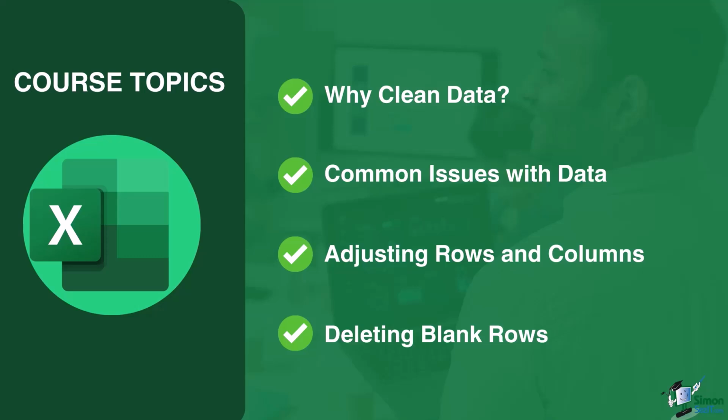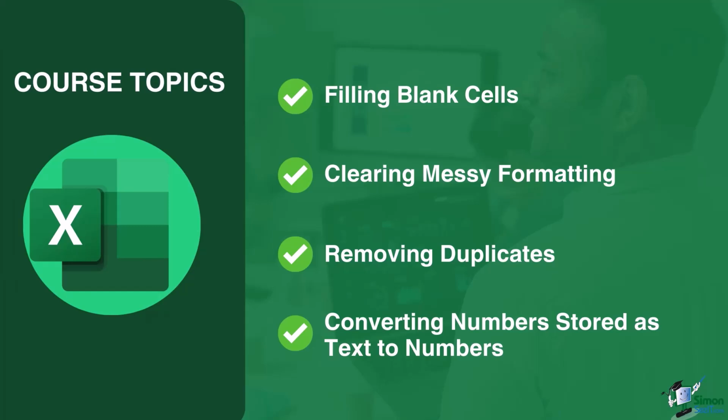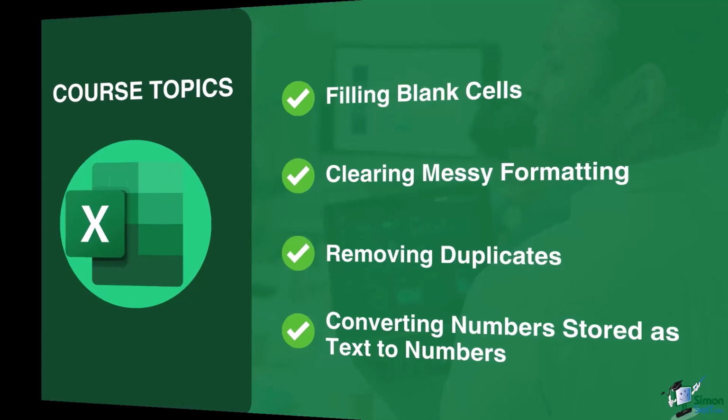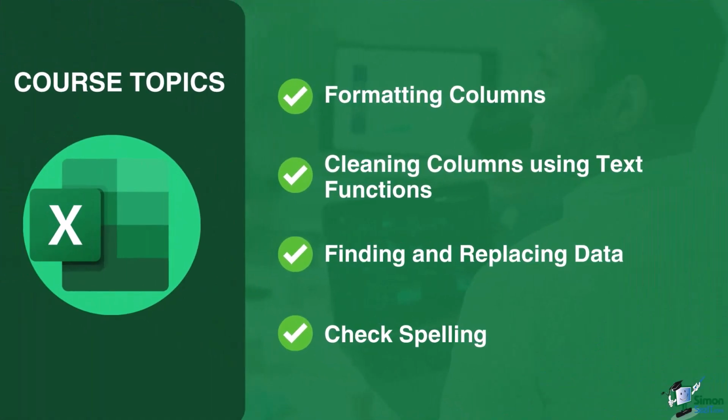So I'm going to show you things like how to quickly adjust rows and columns, how you can delete out blank rows from your data, and also quickly fill any blank cells. We'll take a look at things like removing duplicates and clearing messy formatting. We'll take a look at how we can format our columns correctly, and also how we can convert numbers stored as text back to numbers. I'm going to show you how you can do things like change the case so that everything is consistent across your spreadsheets. And we'll also take a look at how we can remove any weird spaces, line breaks, and non-printing characters from our data set.